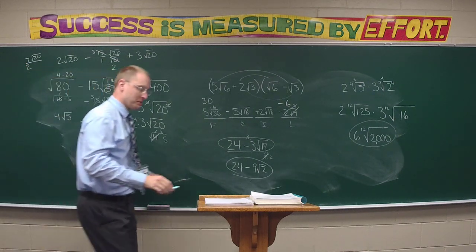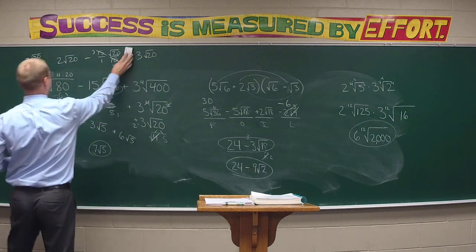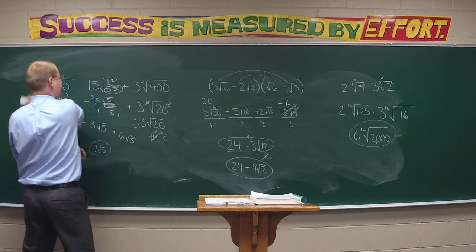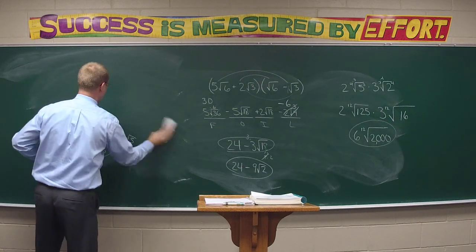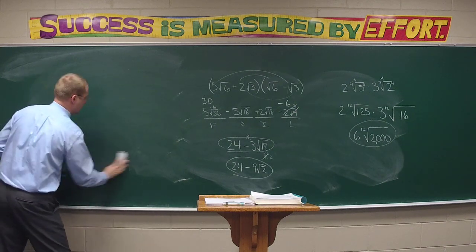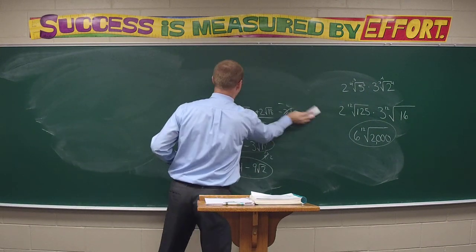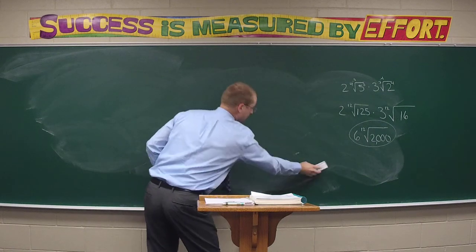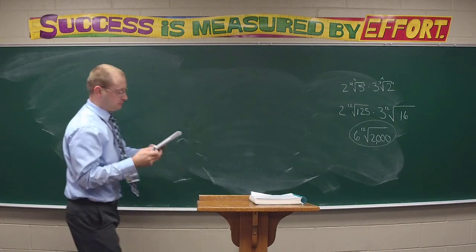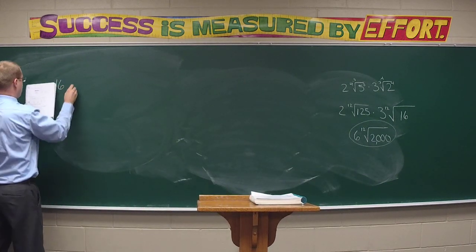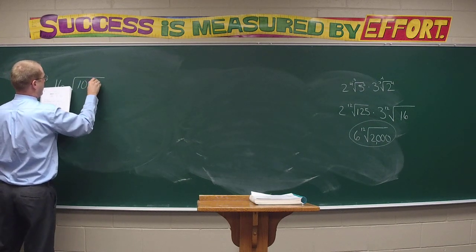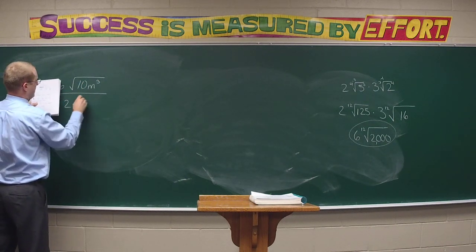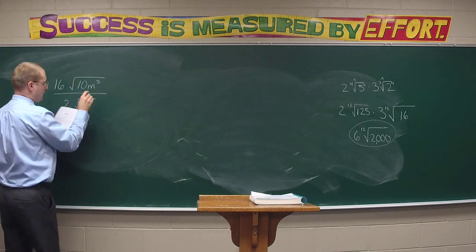All right, let's go back to some division now and make sure we're good to go there again. Talked about it Friday. Didn't get a chance to practice it much. Tried it in the homework. Some success. Let's see if we've got it now or if we need a little bit more work. I'll get to that in just a second. 16 times the square root of 10m cubed over 2 times the square root of 2m to the 4th.